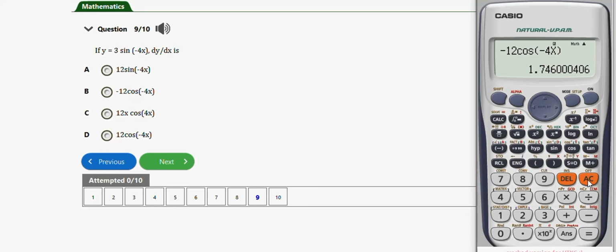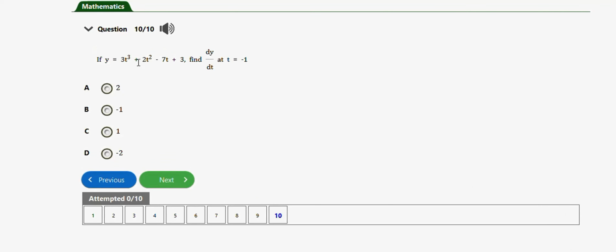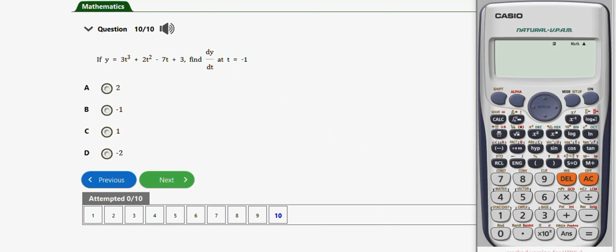So lastly, let's check question 10 before we end the video, which is this one. It says if y equals this function, find dy/dt at t equals -1. Okay, so let's run a calculator. Now guys, pay attention to this particular question. As you can see, we are no longer dealing with y over x, we're dealing with y over t. Okay, so it's still the same thing.